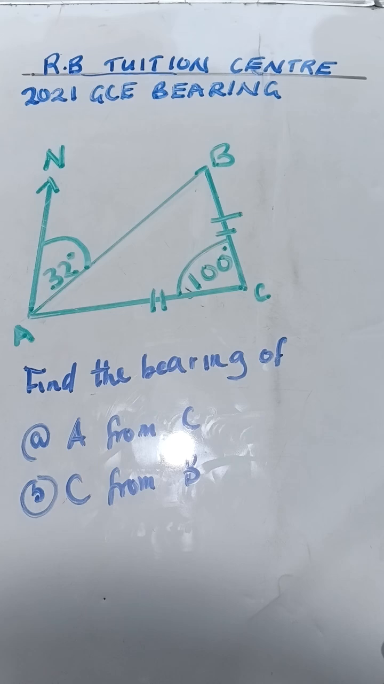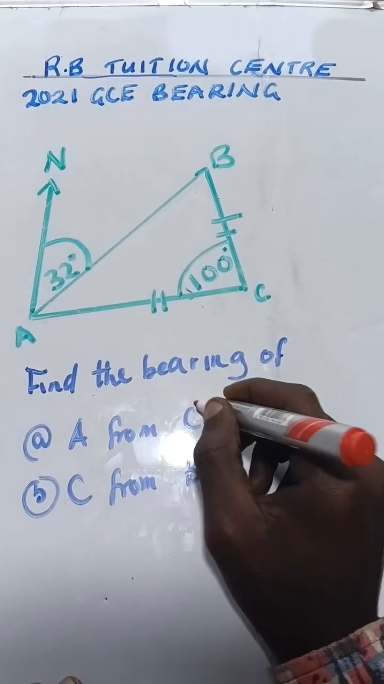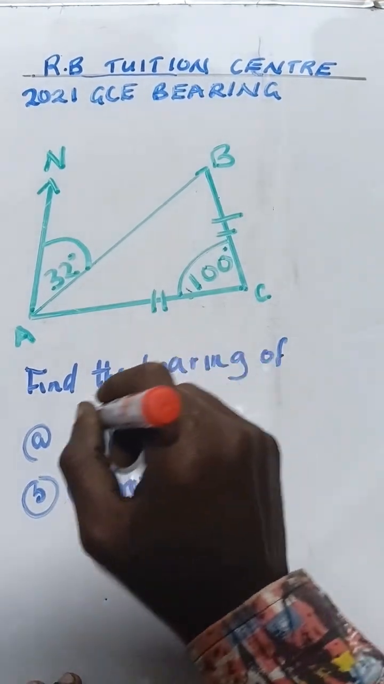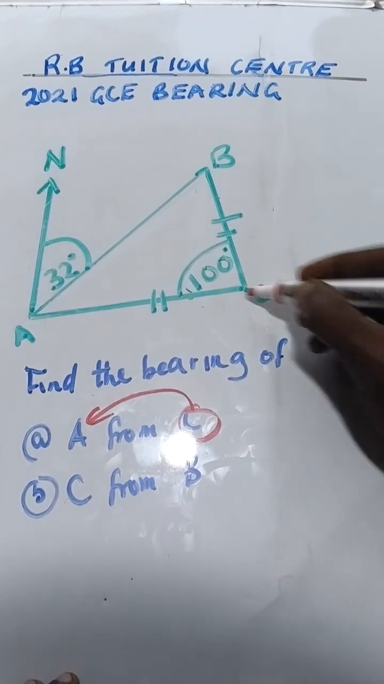Today, let us have a revision on what we call bearing, particularly the question which came in the year 2021 to those who are writing GCE. According to the question, study the diagram below. Find the bearing of A from C. So we are going to stand on C going to A. Are we getting the point? So we stand on C.